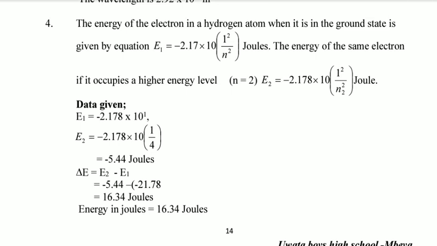Question number 4. The energy of an electron in a hydrogen atom when it is in the ground state is given by the equation: energy 1 is equal to that one joule. The energy of the same electron if it occupies a higher energy level, n2, energy 2, is equal to that one. Data given. Now they want you to calculate the energy of an electron.